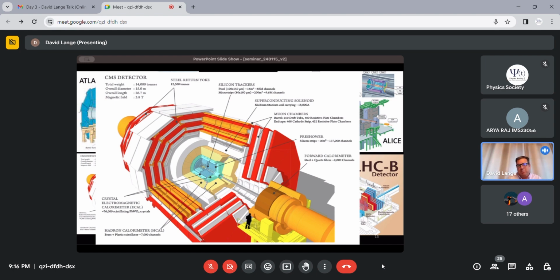And of course, you can't do that perfectly, because of the realities of how these experiments are put together, that there are gaps. There's also where the protons themselves go down the so-called beam pipe. It's hard to instrument that region as well. But the idea is to capture as much as you can of the 4π solid angle in these detectors.